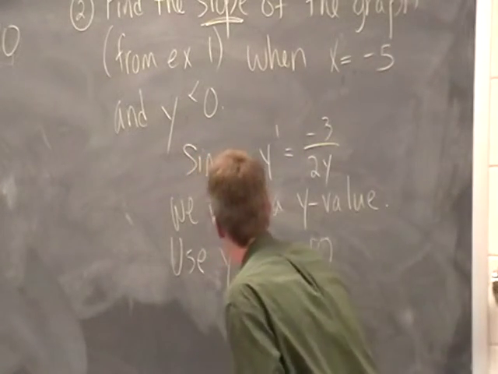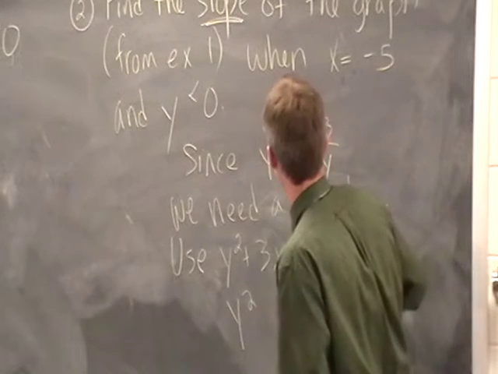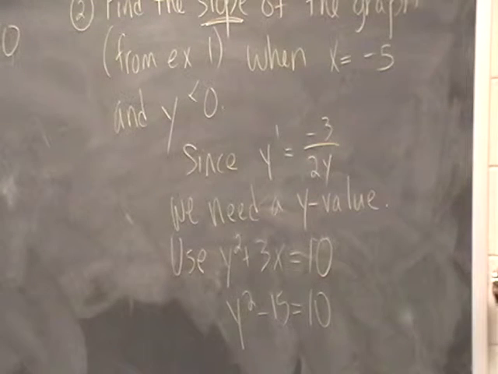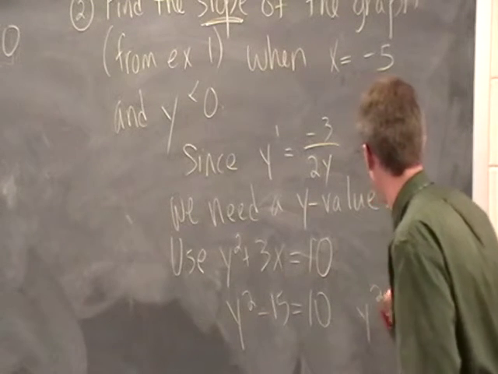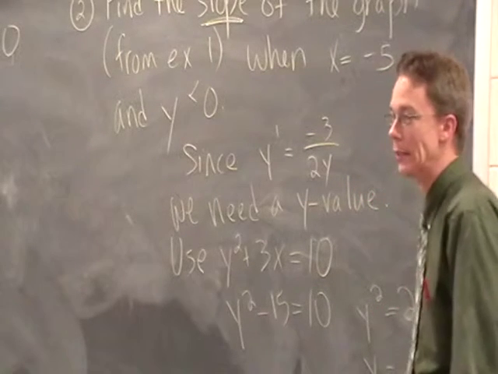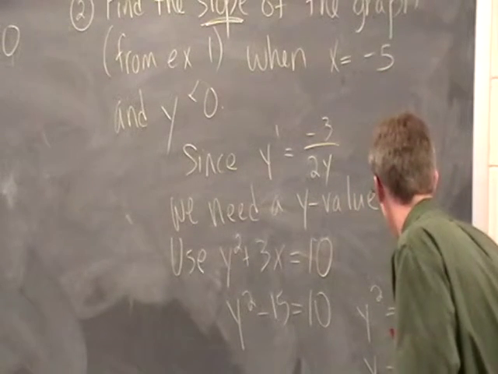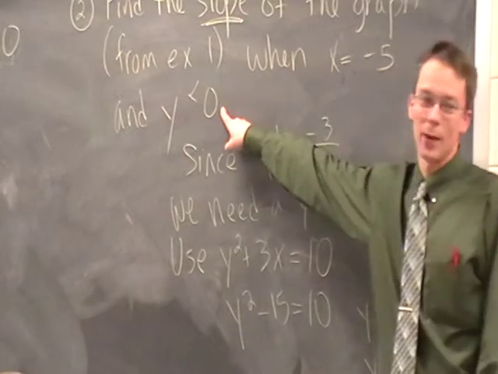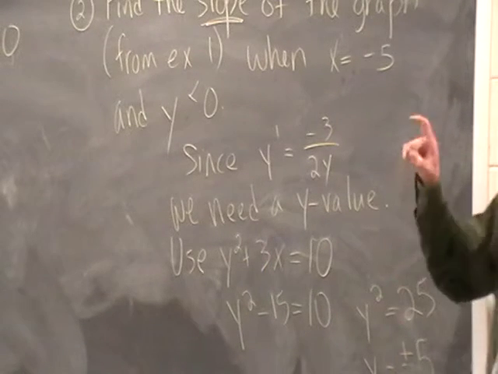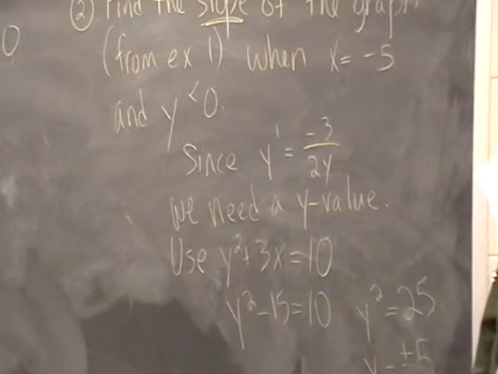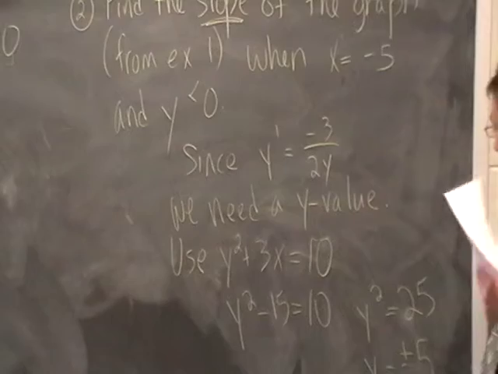So now we're looking at y squared minus 15 equals 10. So y squared is 25. So y is really plus or minus, technically plus minus 5. Do we need the -5, don't we? Yes. That was why they told us that, because they knew we were going to get two answers. Just so when x is -5, y is... Yeah, when x is -5.